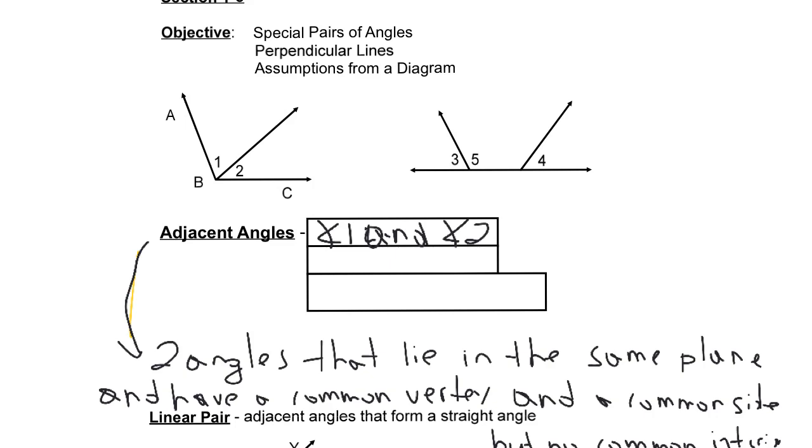Now in this picture, adjacent angles are angle 3 and angle 5. Now do we have another pair of adjacent angles? No. You cannot say that 4 and 3 are adjacent. They are not next to each other. They don't share a common side. Okay, so that was our first definition.